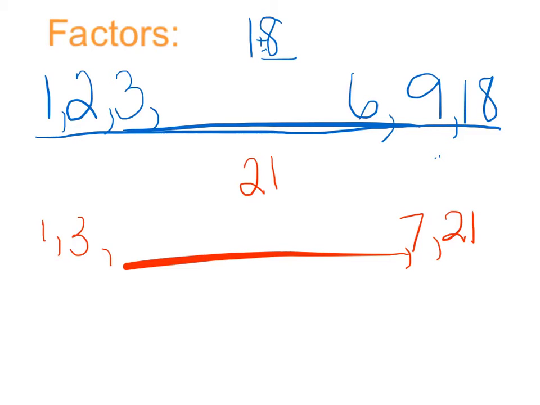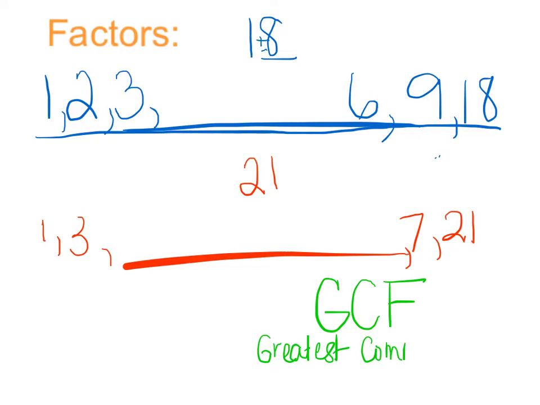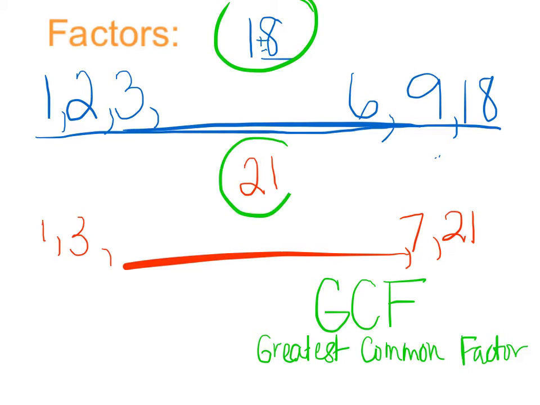Now, I want to do something called finding the greatest common factor, the GCF. Greatest common factor. I'm going to look at these numbers, 18 and 21, and I'm going to say, what is the greatest common factor? Common means, what do they have in common? What factors do they have in common? And greatest would be the most, the biggest amount.